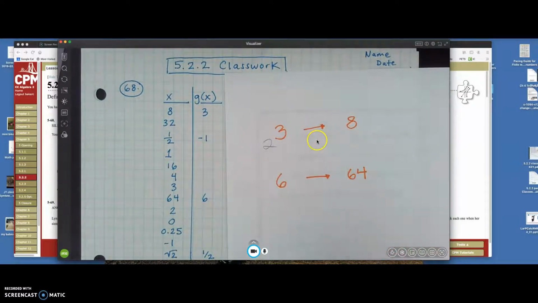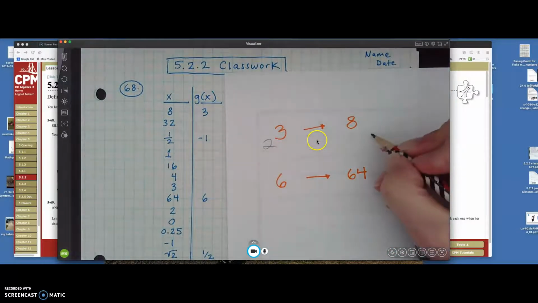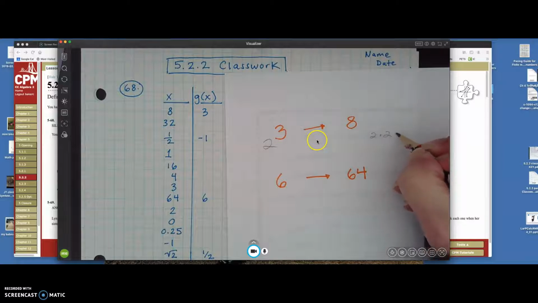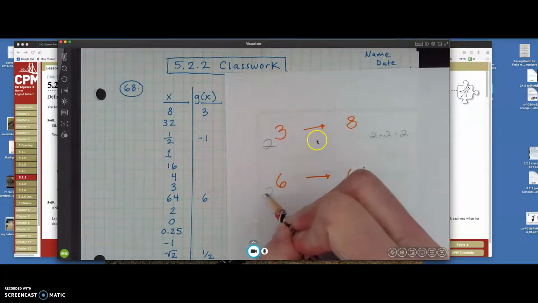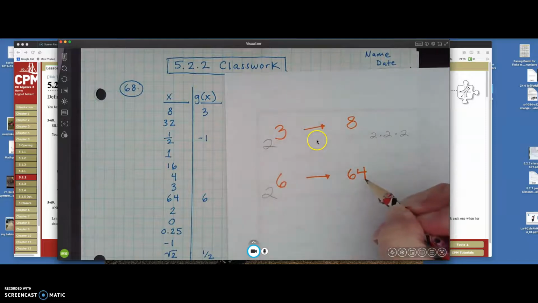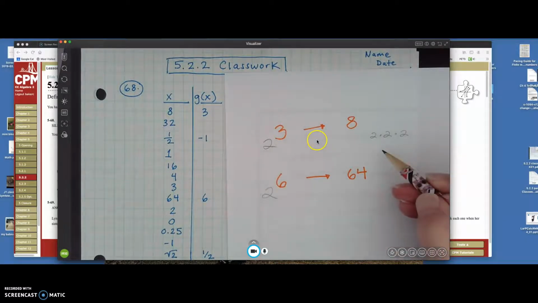2 to the 3rd, does that equal 8? Well, yes, because 2 times 2 is 4, and then 4 times 2. Okay, so we have to double check. Is 2 to the 6th power equal to 64?